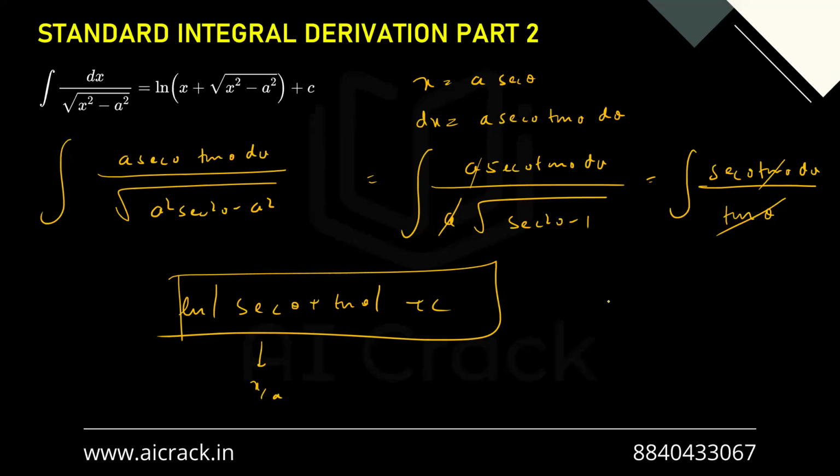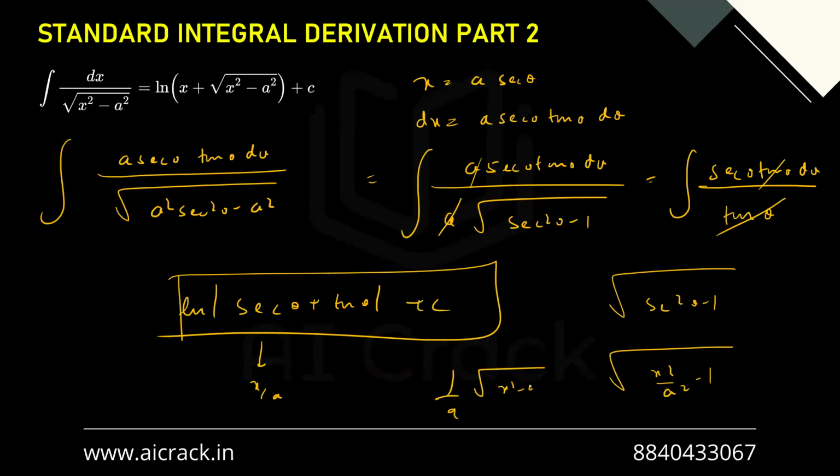And for tan theta, we know that tan theta is under root sec square theta minus 1, right? So sec theta is x by a, so we can write this as under root x square by a square minus 1, right? Now if we take LCM over here, we'll be getting 1 upon a under root x square minus a square, right? So we can write this over here.